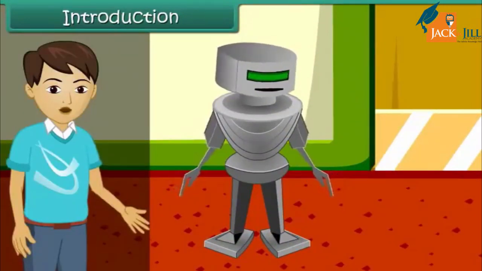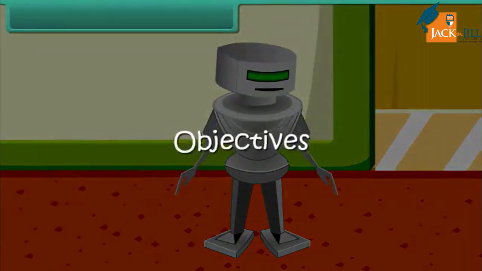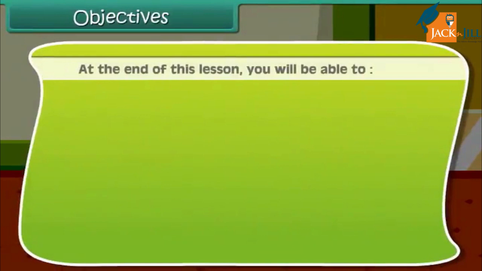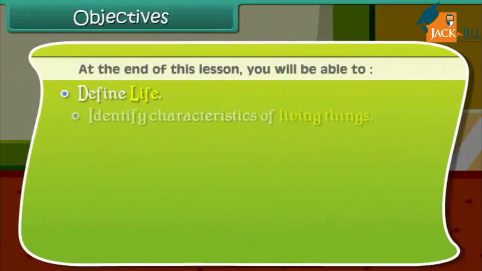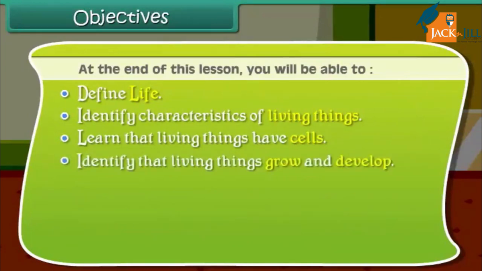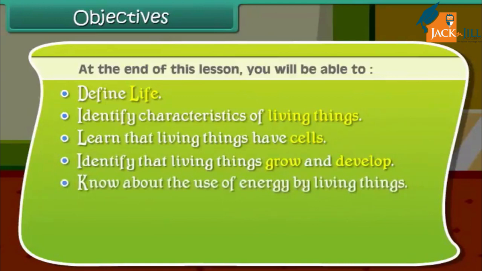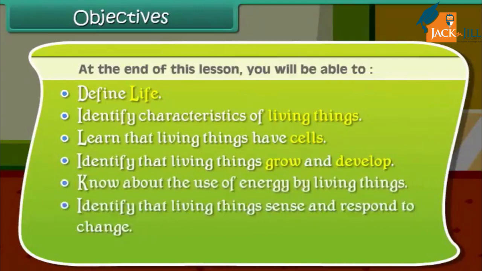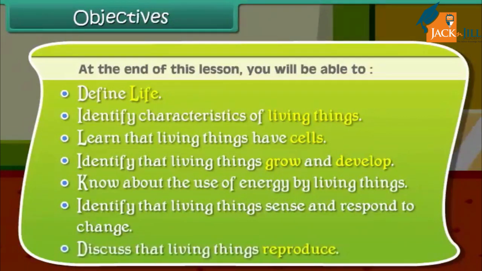Children, in this lesson, we will learn about characteristics of living things. Objectives. At the end of this lesson, you'll be able to define life, identify characteristics of living things, learn that living things have cells, identify that living things grow and develop, know about the use of energy by living things, identify that living things sense and respond to change, discuss that living things reproduce.